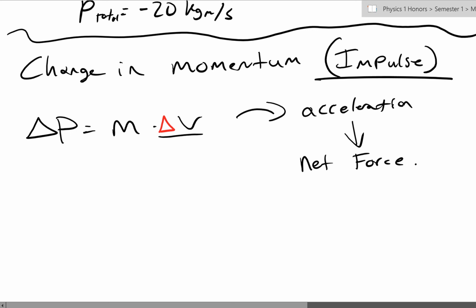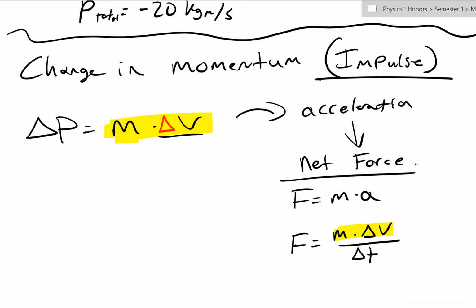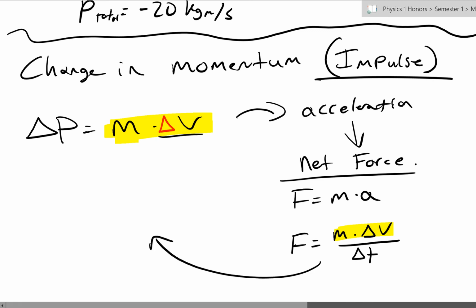And so we can relate these two things in the fact that we know force is equal to mass times acceleration. Now, acceleration is equal to change in velocity over time. So we know force is equal to mass times change in velocity over the change in time. And when you look at that, this part of the equation right here is the same as what we know the change in momentum is equal to. So we can actually tie these two equations together, and we know that the net force acting on something is equal to the change in momentum over the change in time.